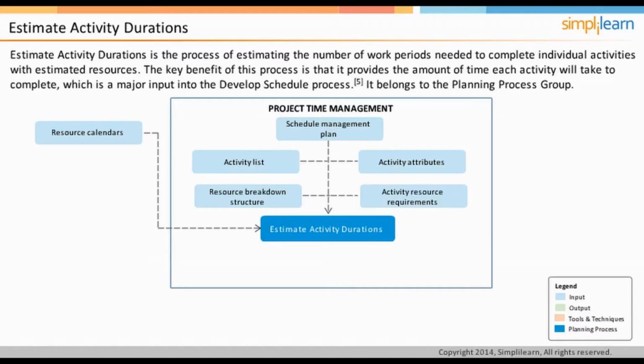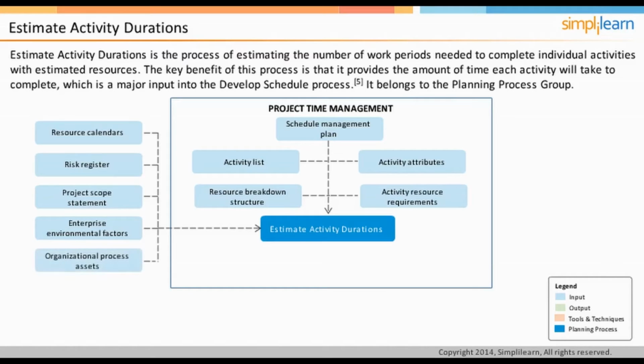Risks to the project may influence the decisions about the time required to complete the activity. Hence, risk register becomes an input to this process. The project scope statement defines the constraints and assumptions affecting the project duration. An example of enterprise environmental factor that can affect duration is organization's productivity metrics, which is collected based on the experiences from multiple projects. The last input in this process is organizational process assets.